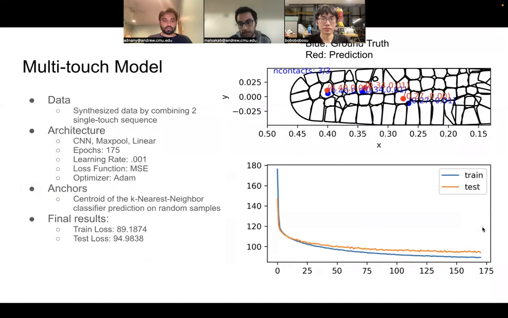Then comes our multi-touch model. We combine 2 single-touch sequences to generate the data set, and we approach this via a convolutional neural network along with max pooling and linear layers. We trained for 175 epochs, and we used the same learning rate, loss function, and optimizer from our single-touch model. The unique thing we added here was anchors, where the centroids are incorporated in the loss function. Our final results were that we achieved 89.1874 for training and 94.9838 for testing.